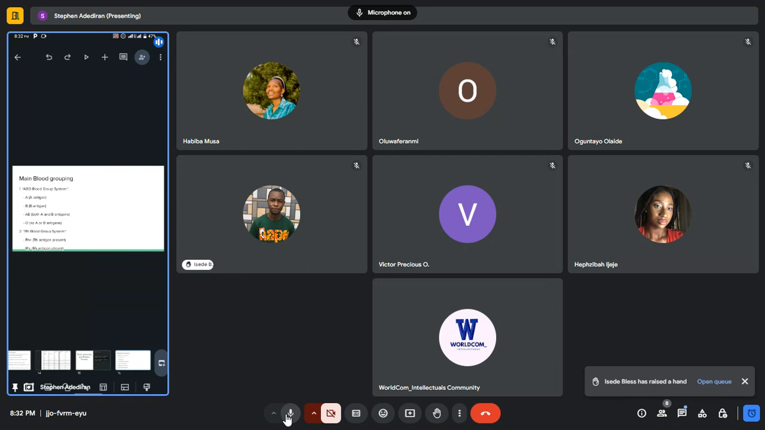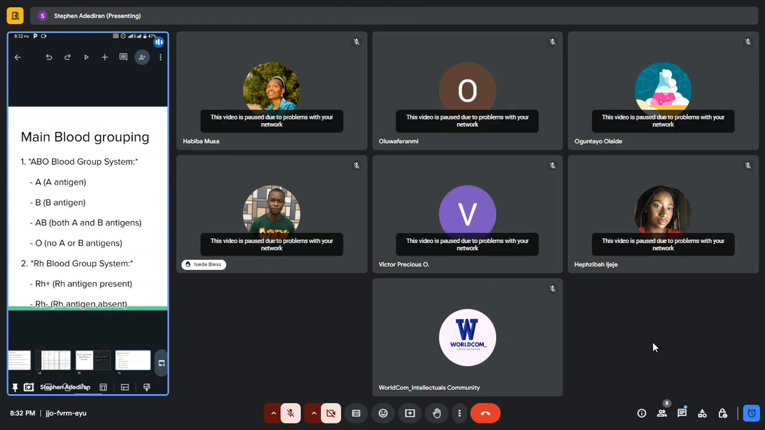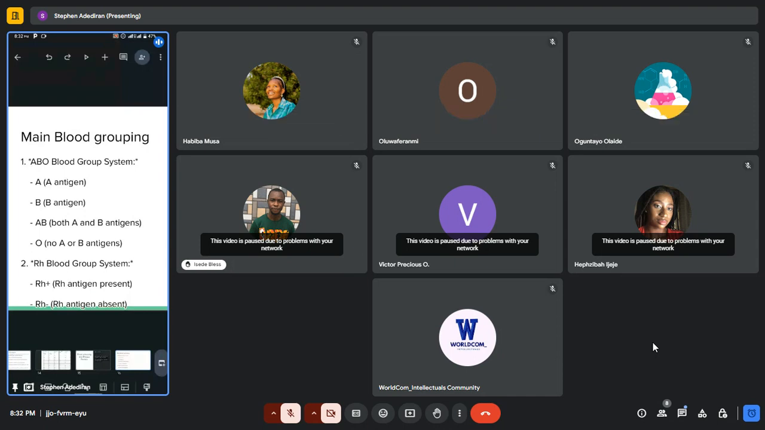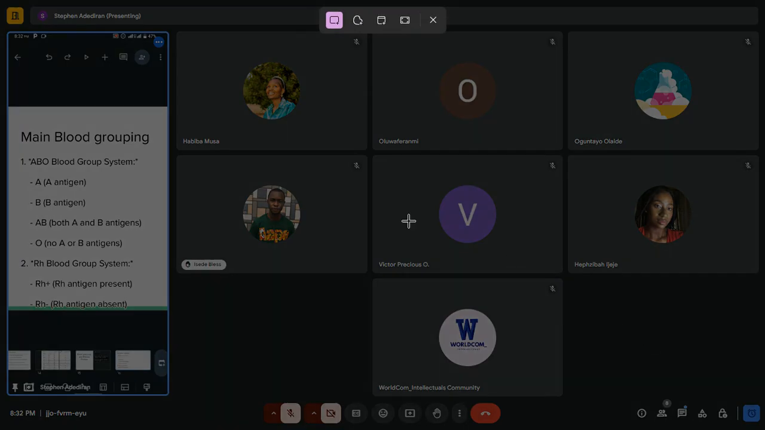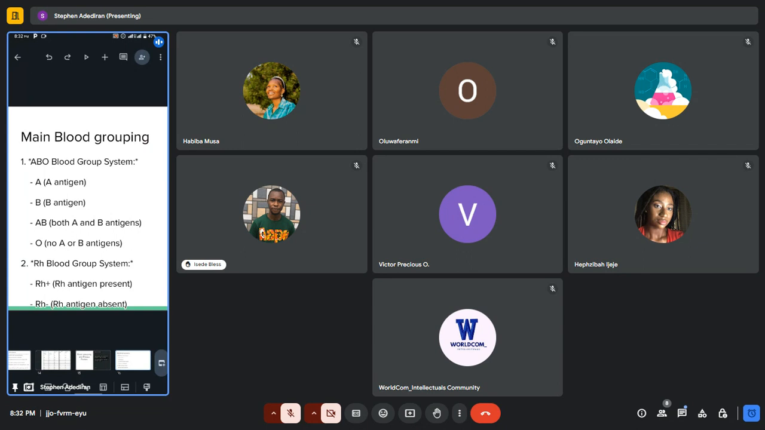So now you could be A, having rhesus positive or negative. You can be B, having rhesus positive or negative. You can be AB, having rhesus positive and rhesus negative. You can be O, positive or negative. You get? So you either be A positive or negative, B positive or negative, AB positive or negative, O positive or negative. Do you understand me now?